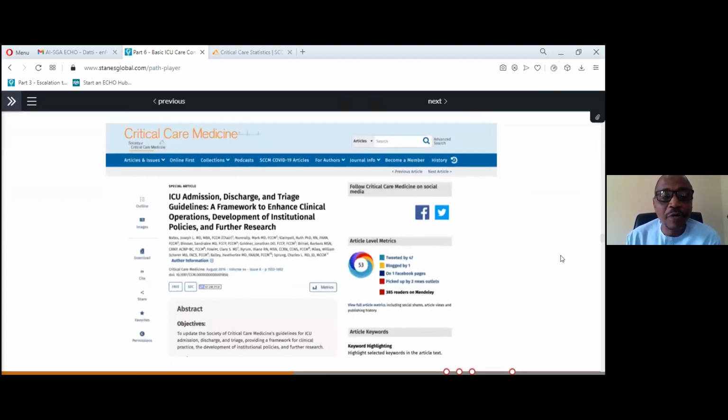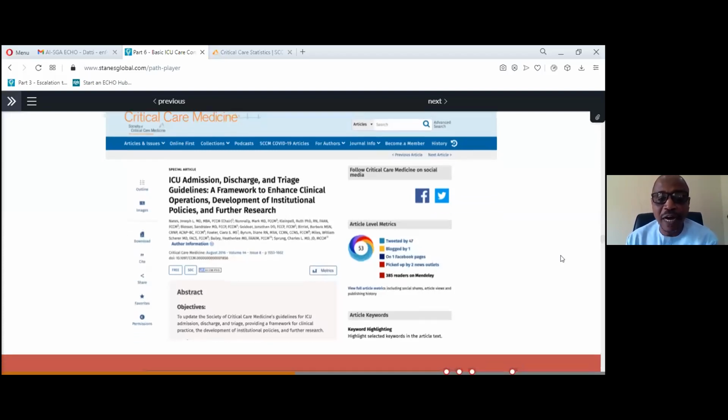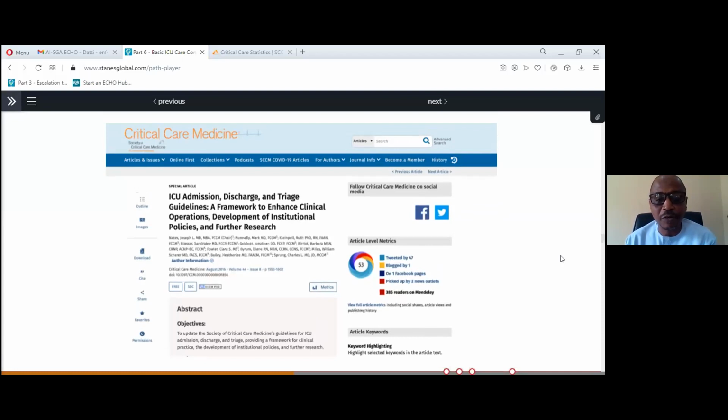So here you have the ICU admission, discharge, and triage guidelines. You have a framework to enhance critical operation development of institutional policies and further research. This is a guide for you when you want to set up your own ICU according to your resources.